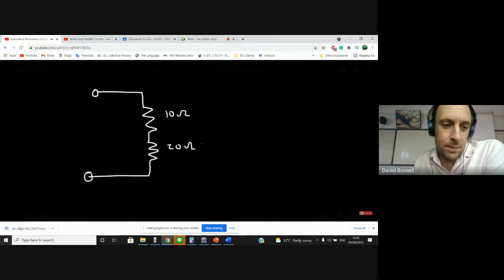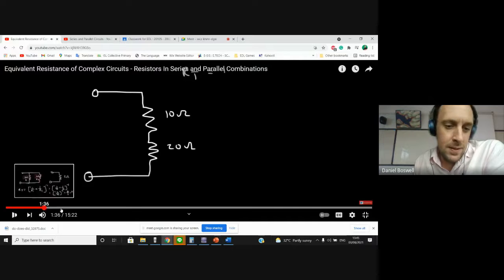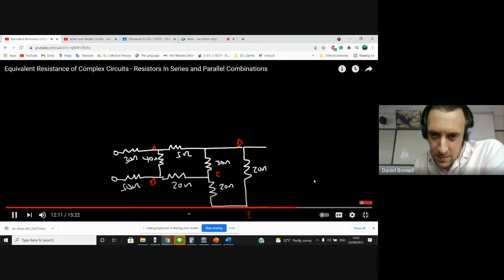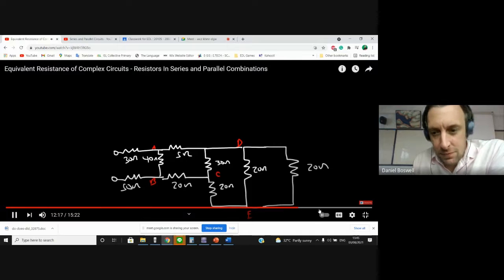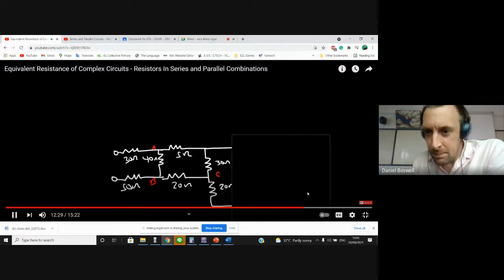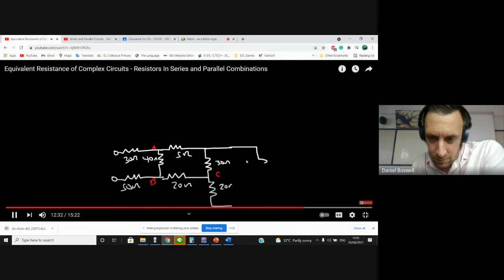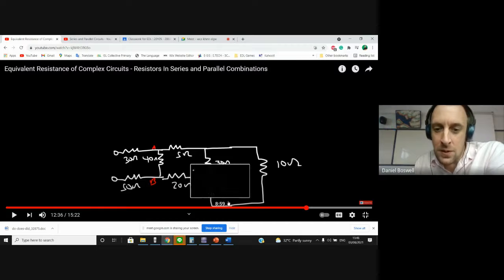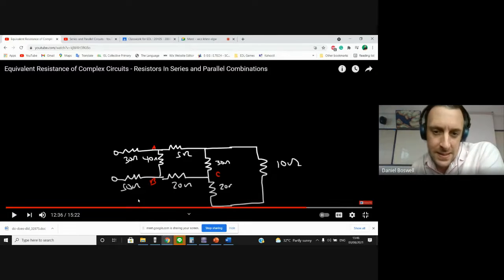Now these two, oh no, I'm sorry. Okay. Now here, between this 10 resistor and this resistor, we are in series because there's only one path the current can take.